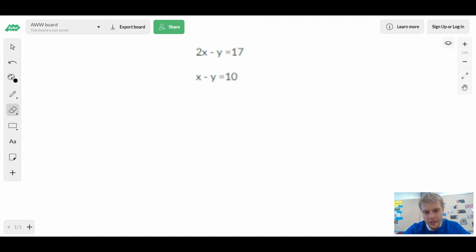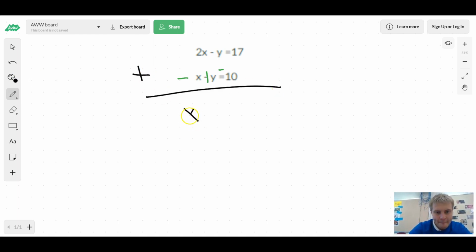So we have another elimination problem. With this elimination problem, here's what I would do: the bottom you can fix by just changing the signs. So I'm going to just flip the signs through, and I'm just going to add. So we're going to add straight down. That's going to give me x. That's going to give me nothing. And that's going to give me 7.